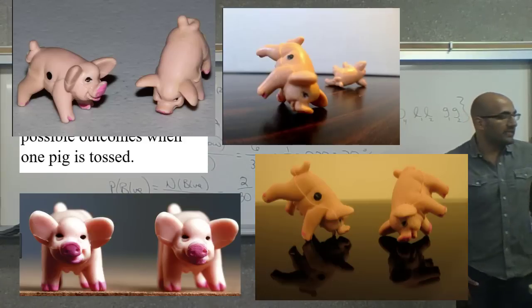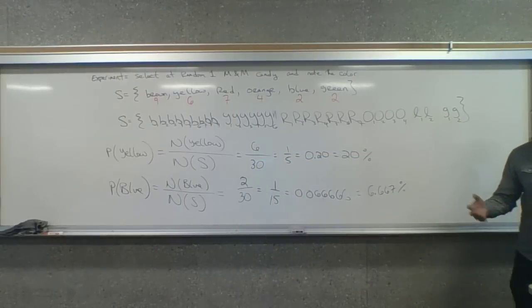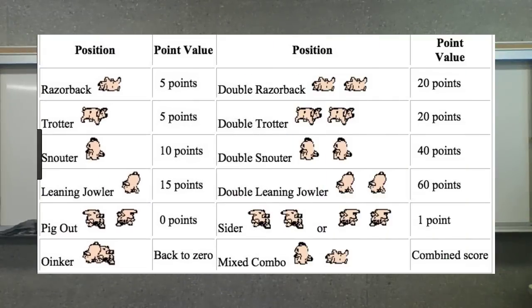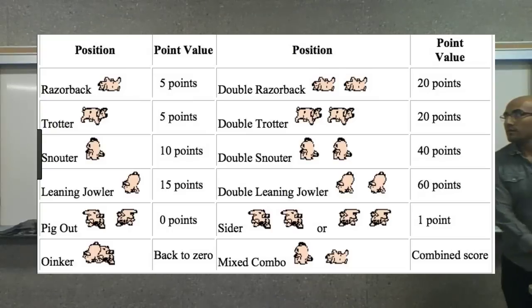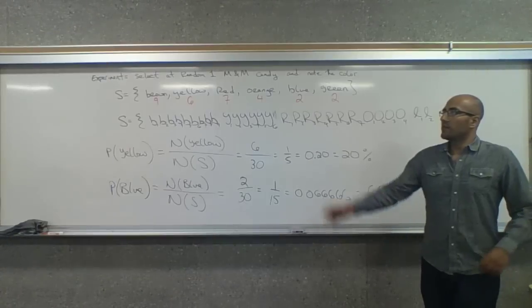There are a total of 6 different ways in which it can land. It can land on its side, and see how one of them has a dot? That's the side with a dot. If it lands on its side with a dot, or on its side without the dot, those are two possibilities. Or it can land on all 4 feet, or leaning forward on its nose, or leaning forward on its nose and its ear. So there are 6 different positions, and here they are.